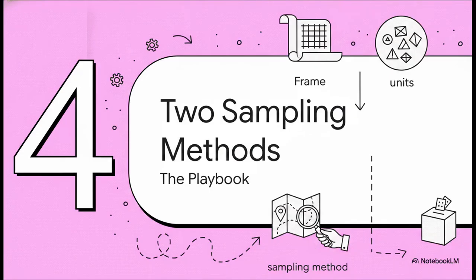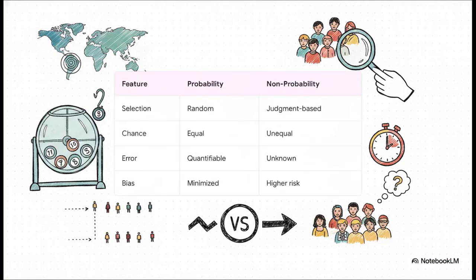The two sampling methods, the playbook. Once you have your blueprints, your frame, and your units, you basically have to choose between two statistical heavyweights. First, probability sampling. This guarantees an equal, random chance of selection to prevent bias. Think of it kind of like a lottery, where units are mechanically selected. This includes methods like simple random sampling, or dividing populations into geographical clusters, or even systematically picking, say, every 10th person on a list. Because it relies entirely on mathematical chance, we can precisely quantify any estimating errors.